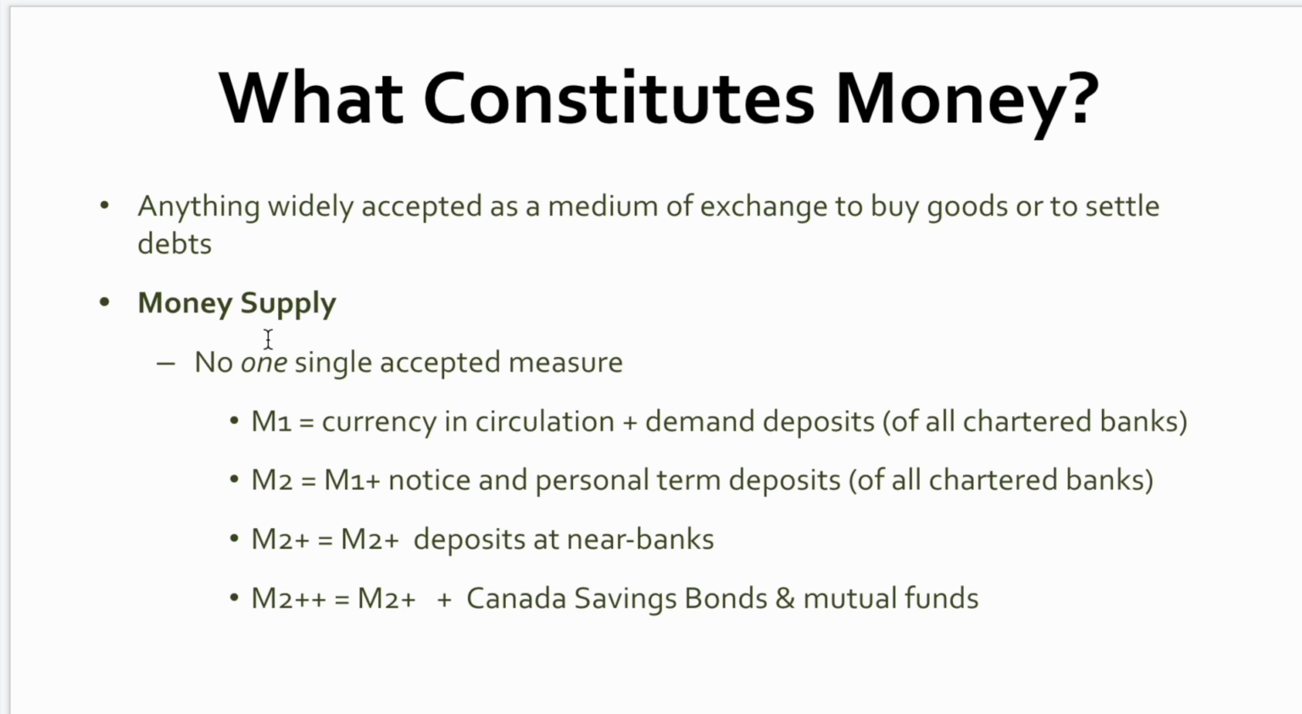And if we take it even further and we add on savings bonds and mutual funds, that gives us the M2 plus plus. So there's 4 levels of the money supply. M1 is the basic level, right up to M2 plus plus.